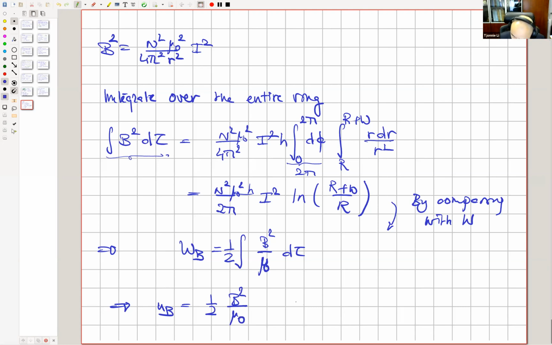And again, compare to UE, which is a half epsilon naught E squared. Okay, so we basically have the same pair. Right? So the energy density in the electric field and magnetic field are the same, or at least a similar expression.